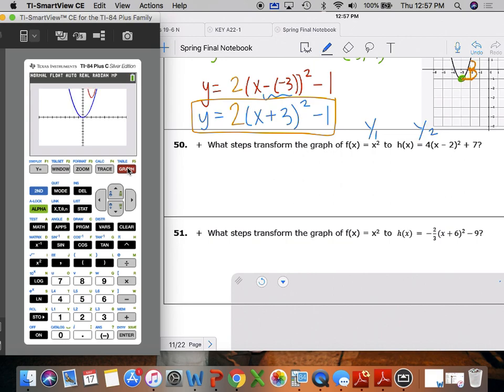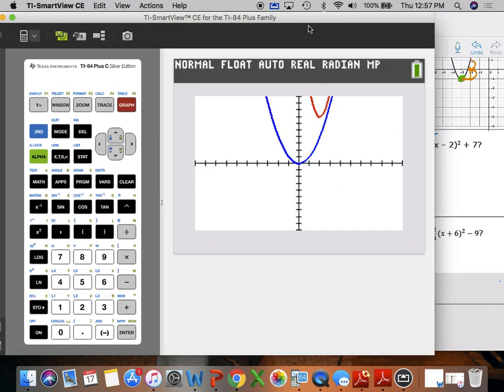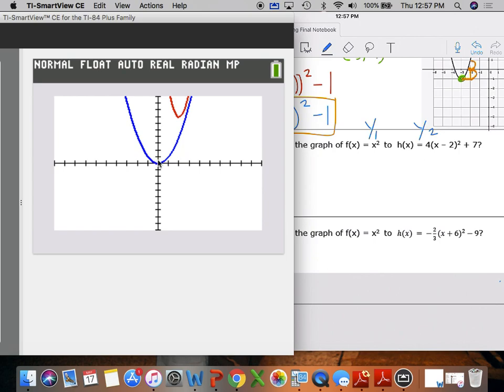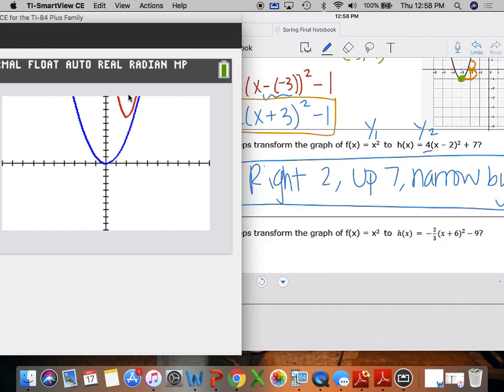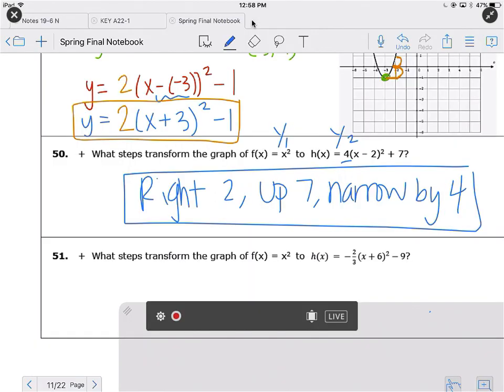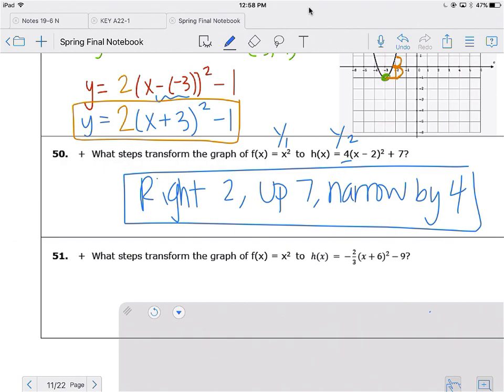So blue to red. So from the blue, I can see that my vertex moved to the right 2 and up 7. So it goes right 2, up 7. And then I can also see that the red is a lot skinnier than the blue. And so it's going to be narrower by the factor in front, which is 4. So it goes right 2, up 7, and is more narrow by a factor of 4, or narrow by 4. You could also see something like stretched by 4.